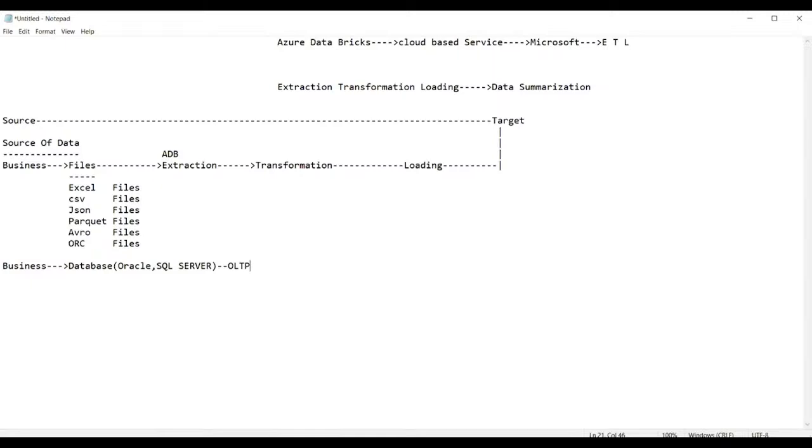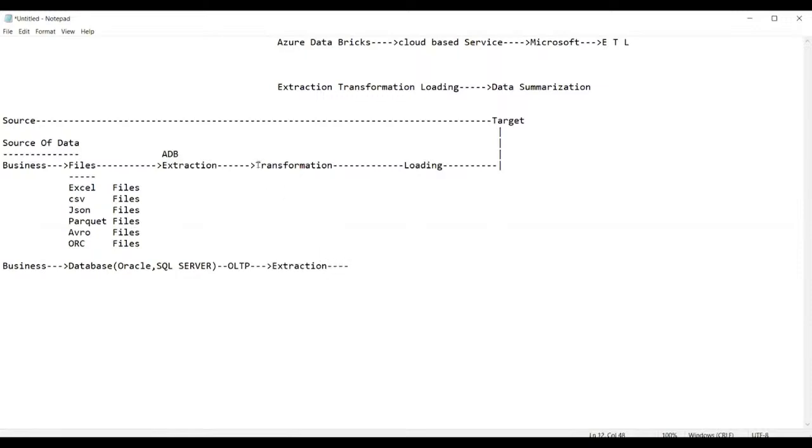What do you mean by OLTP? OLTP stands for online transaction process. That is called the OLTP system. You will receive the data from the OLTP system. Getting my point? So now, ultimately from this database, we pull in the data using the same process. Extraction will be done. That means using ADB, we extract the data.